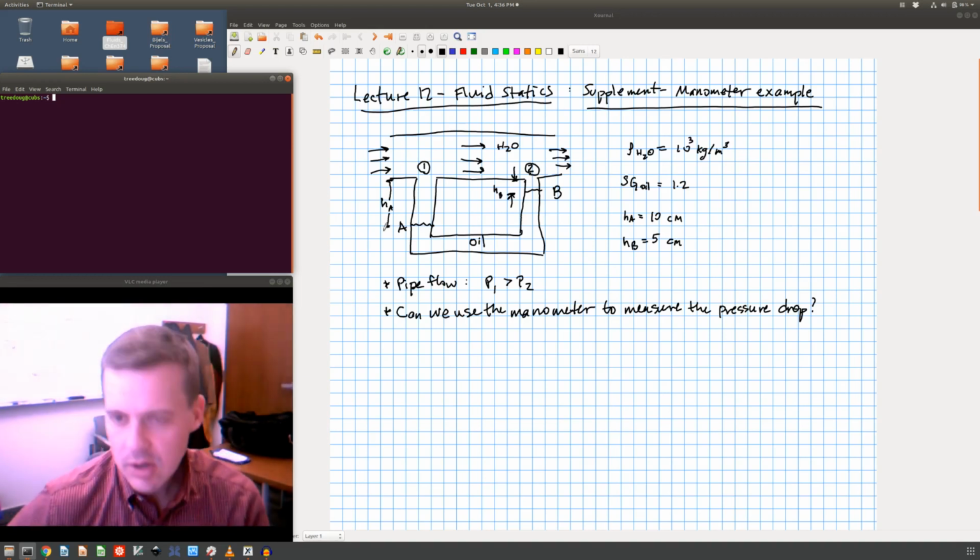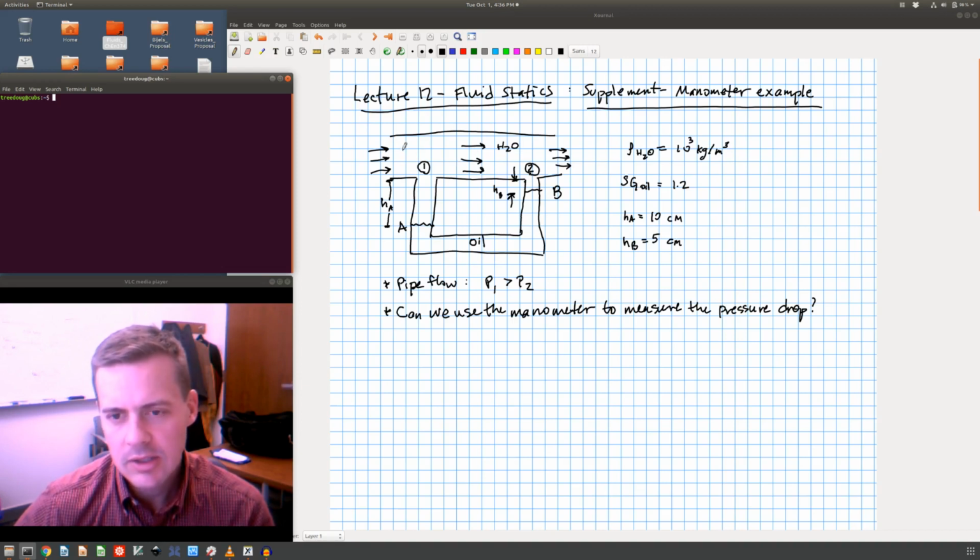What we have in this problem is a pipe that I've drawn, with water flowing through the pipe, and I know that in that case I have a pressure drop, so I have a pressure at 1 and a pressure at 2. The pressure at 1 is going to be greater than the pressure at 2. I want to use a manometer to look at that pressure drop. If I know some things about this manometer, can I determine that pressure drop?